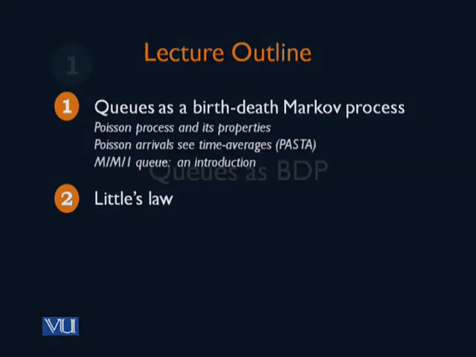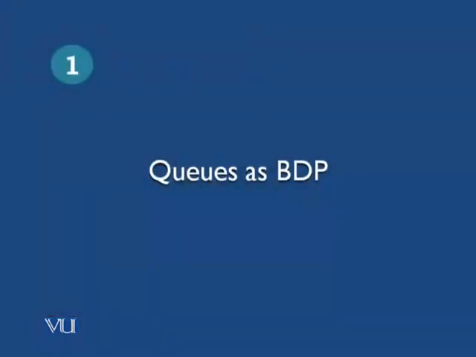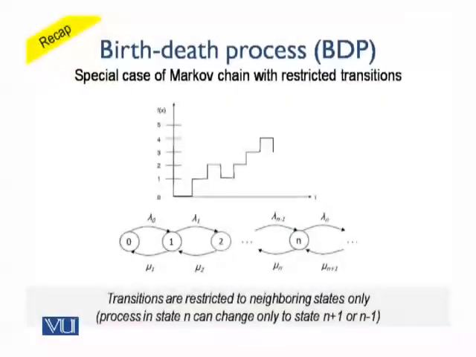I will start by talking about queues as a birth-death Markov process. If you recall our discussion on what a Markov process is, it is a process in which the next state you are going to move to is only a function of your current state. It does not depend on your history or the trajectory through different states into the current state. All that matters is what state you are currently in. This is very useful because it allows us to forget all history and it leads to very simple analysis.